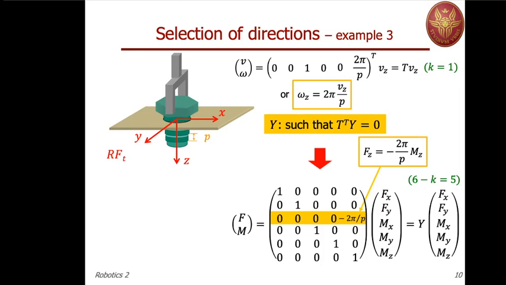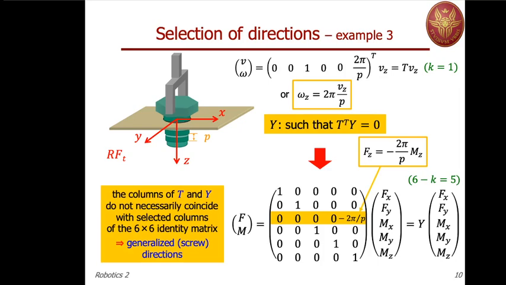In any case, you can see that the columns of T and Y are not necessarily a selection of the columns of the identity matrix. In fact, they are generalized screw directions in the 6-dimensional space. So I think that this last example specifies better what's going on. So now we move from this example to the general formalism.